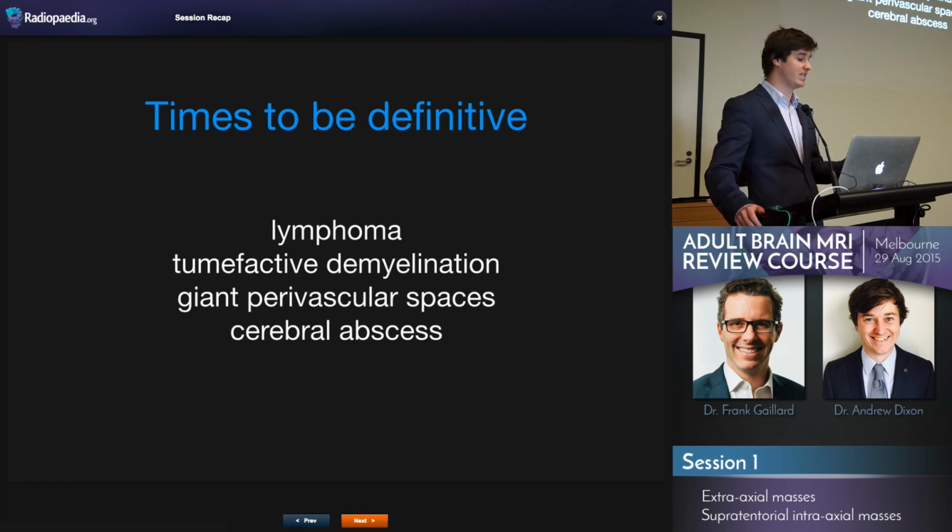Same with tumefactive demyelination, as we've seen, you can come down hard and say, I think this is demyelination. Giant perivascular space, I think we've had a case at the Alfred a few years ago where there was a giant perivascular space. We reported it as such, neurosurgeons weren't so confident, went in, biopsied or took a sample and caused a complication at the time. Okay, so very important to be confident in that diagnosis.